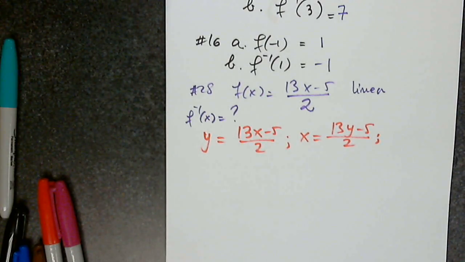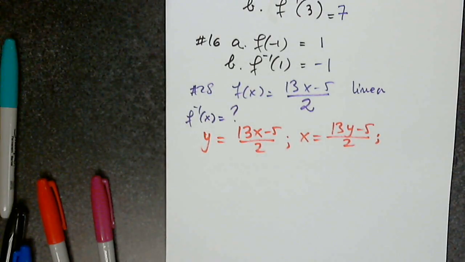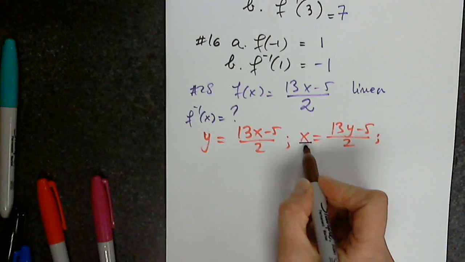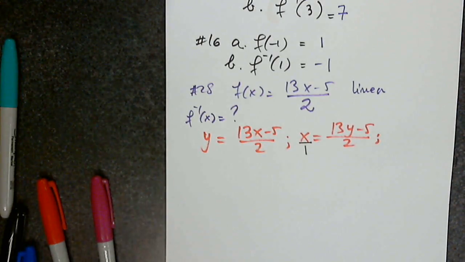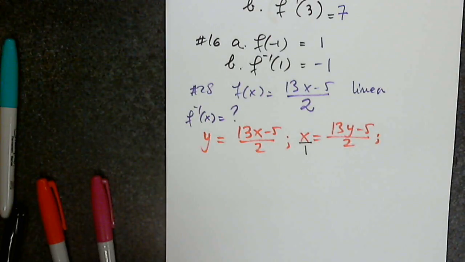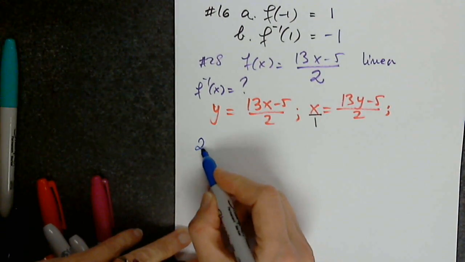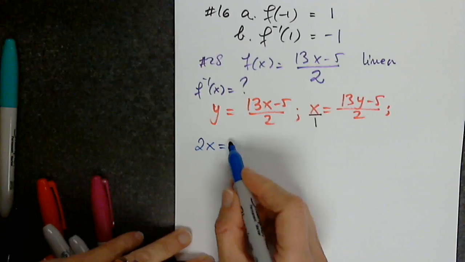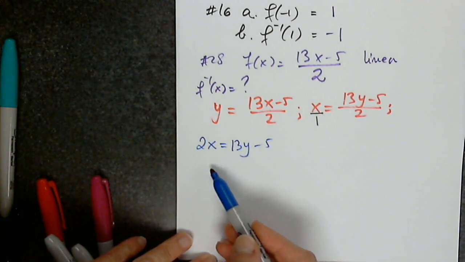Now we are solving for y. So let's solve for y. Now you can say this is a proportion, or you can just say I multiply both sides by 2. That's fine too. Same thing. So if we multiply both sides by 2, we get what? 2x equals 13y minus 5. And now I'm solving for y. I have to add 5.